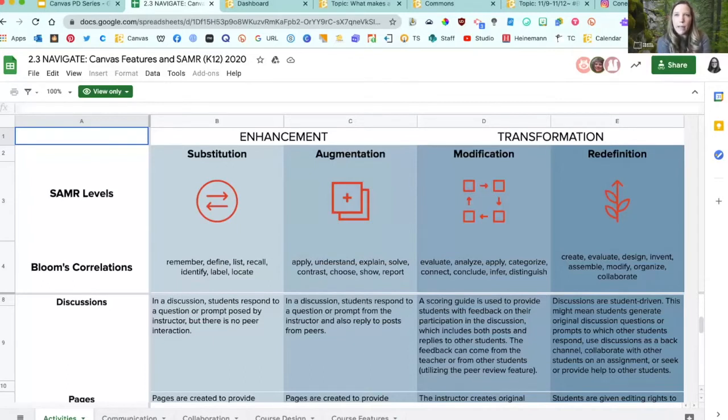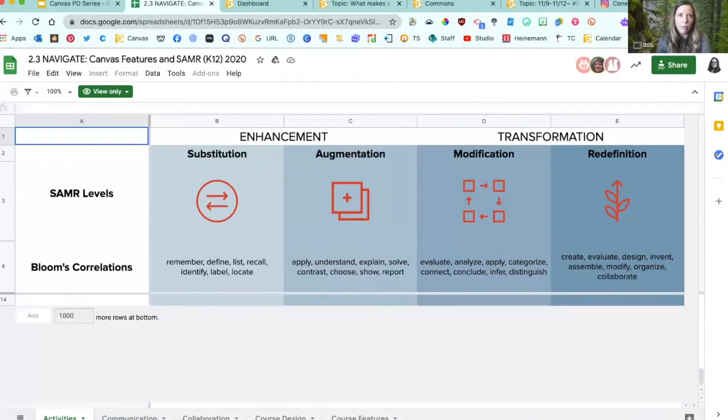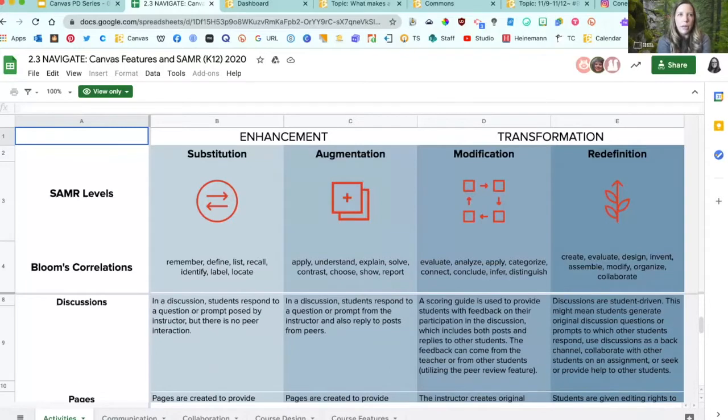More and more complex is using it for a deeper and deeper purpose. So if we just look, someone took the time to break down Canvas and look at all the different Canvas features and how you can go from the simplest version to the most complex. So they've done it for quizzes and pages and all kinds of things. But since we're talking discussions today, the very most basic level is to give your students a discussion and have them respond to it. Okay, you'll notice in that level, there's no peer interaction.